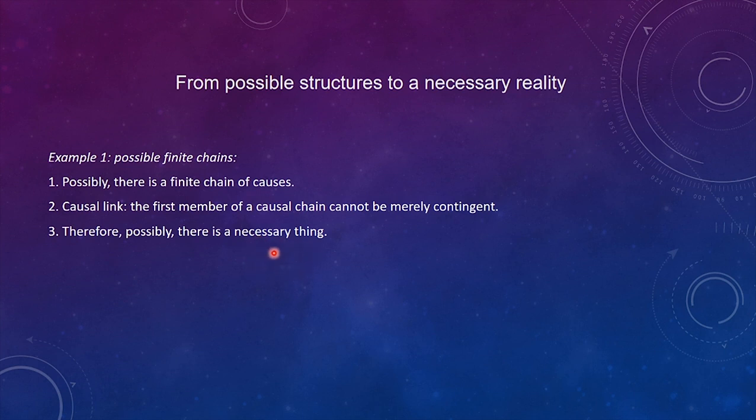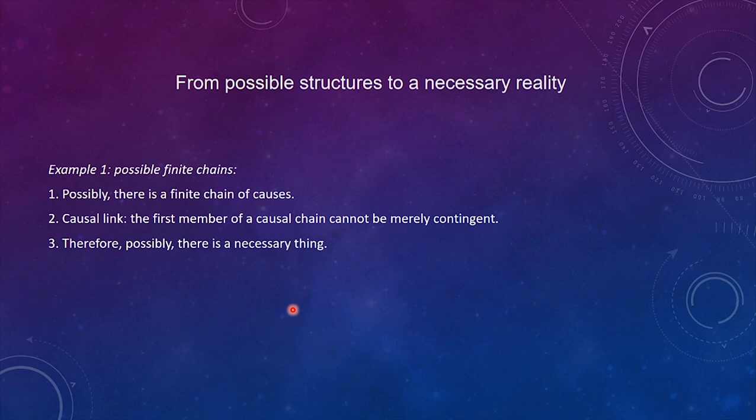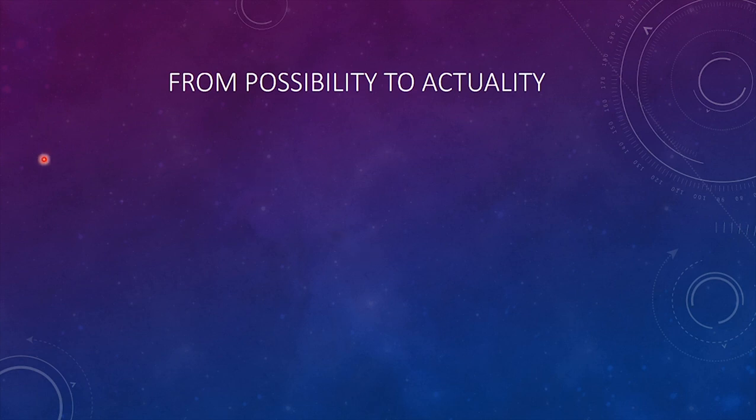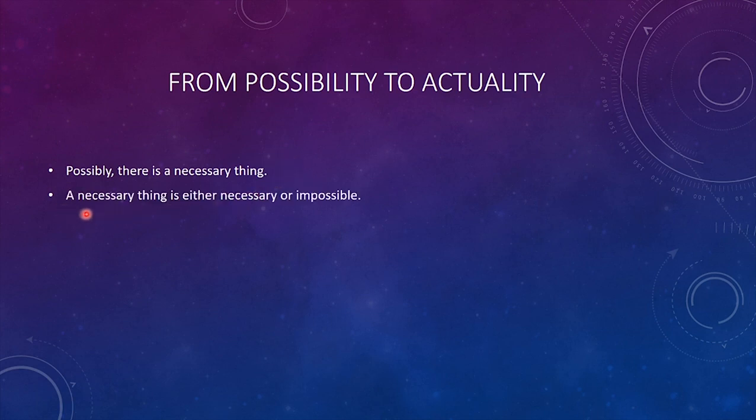It exists necessarily. Okay, so now how do we go from possibly there is a necessary thing to actually there is a necessary thing? Well, we've already considered a link from the logic of the possibility of necessity. The idea is that necessary things can't possibly exist unless they actually exist. Let me draw this out a bit more. So we have the premise, possibly there is a necessary thing. Suppose that's right. What follows from that? Well, a necessary thing is the kind of thing that's either necessary or impossible. There's no middle ground when it comes to necessary things.